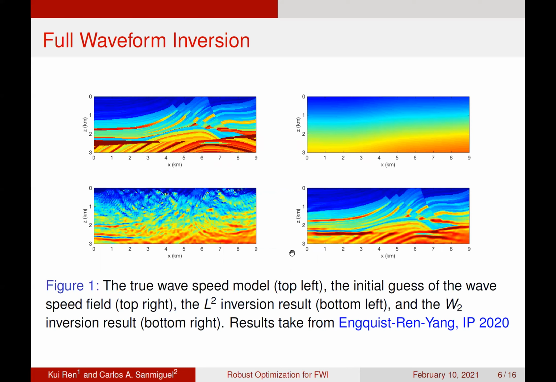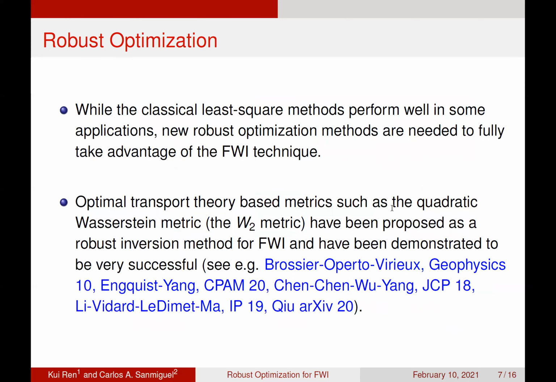So this is a picture that shows you a true velocity model, imaging with the classical least square formulation, and imaging with a new formulation that is based on some robust optimization method that is based on optimal transport theory. So you see the dramatic difference between these two types of reconstructions. And we want to focus on the part where you have this robustness there.